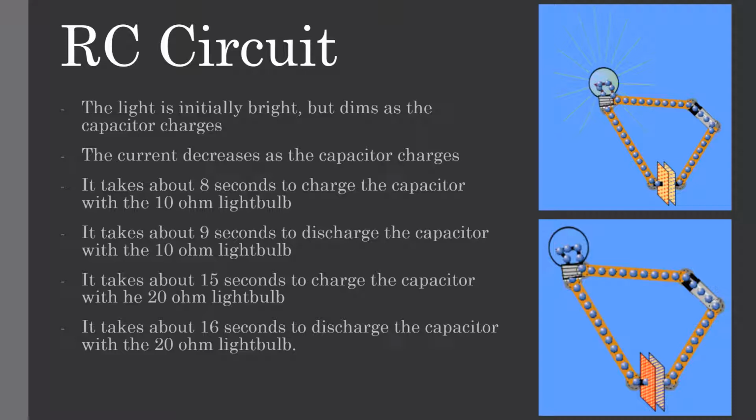When the circuit is closed, the light is initially bright, but dims as the capacitor charges. The current of the circuit also decreases as the capacitor charges. When timed, it takes approximately 8 seconds to charge a 200 millifarad capacitor with a 9-volt battery and a 10 ohm light bulb. It takes the same capacitor approximately 9 seconds to discharge with the 10 ohm light bulb.